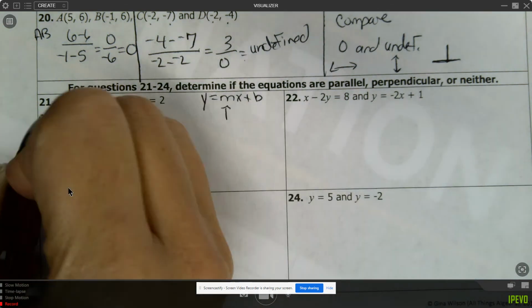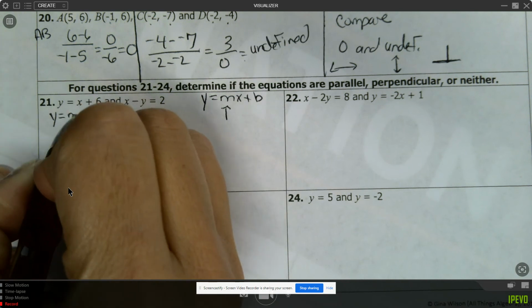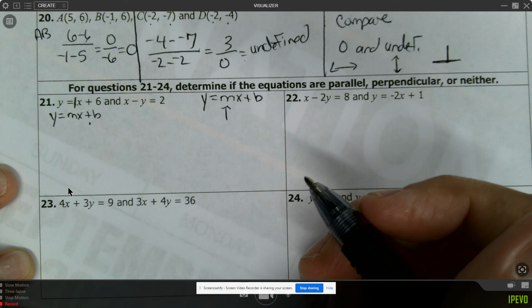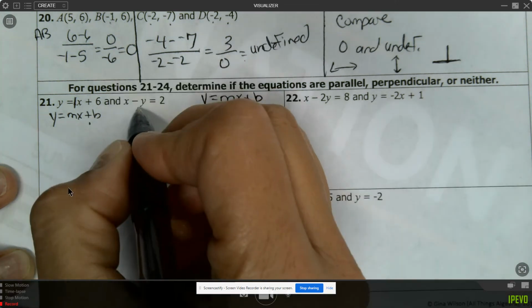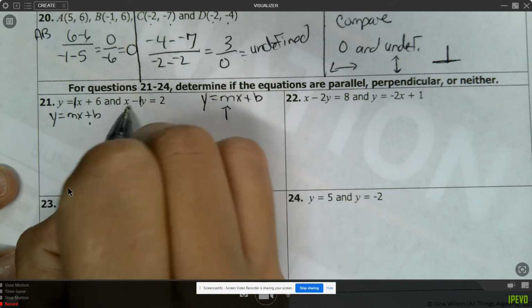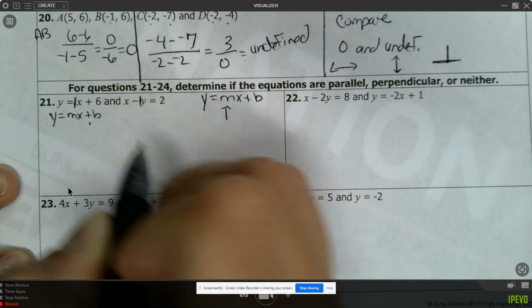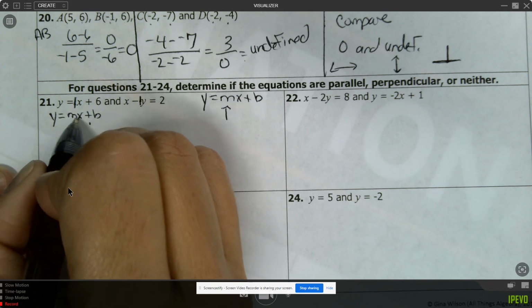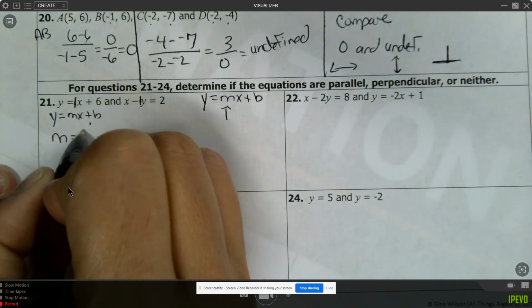Do we have y equals mx plus b? Well, you do. The number in front of the x is always 1 if it's not stated. Do you have y equals mx plus b here? No, but there is another one here. I have to move the x, and then I'll divide by negative 1. All right, so this one I don't. I have y equals mx plus b, so the m equals 1.